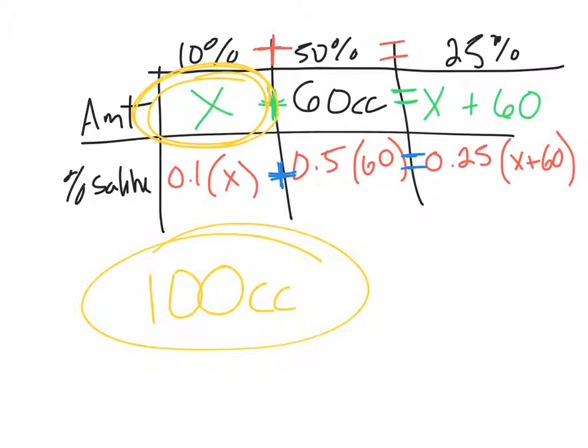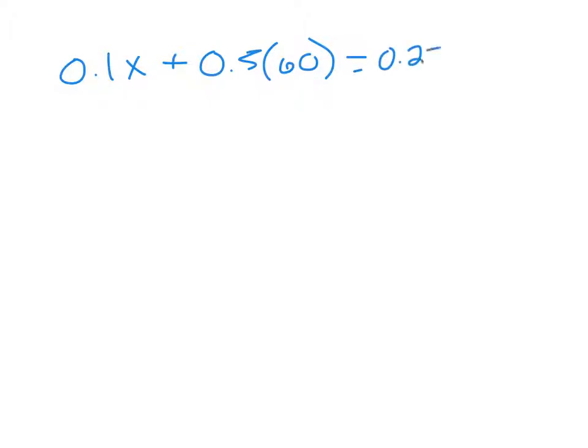All right, I'm going to write out just what we have. We have 0.1x plus 0.5 times 60. I'm simply writing out that the bottom row is equal to 0.25 times x plus 60. Okay, so there we have that entire thing written out as that equation.